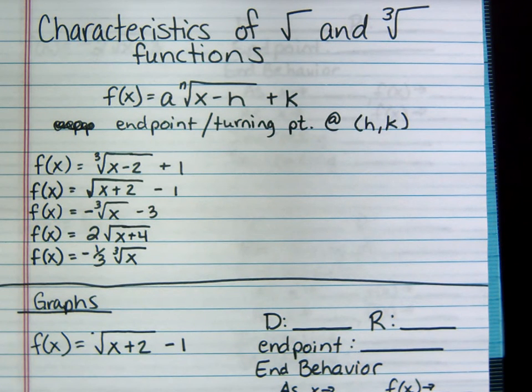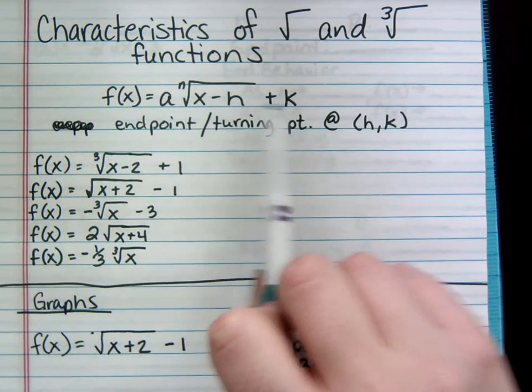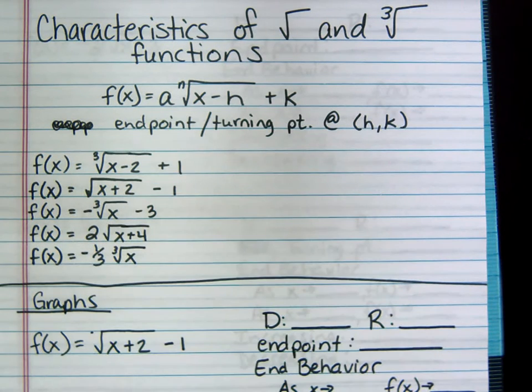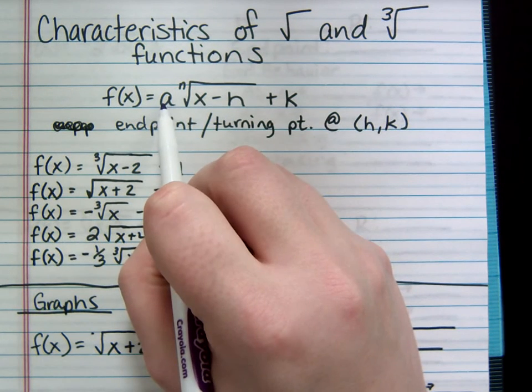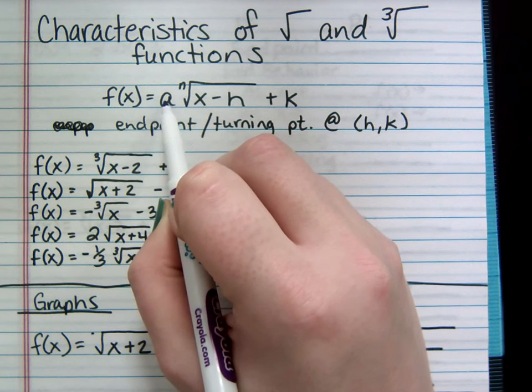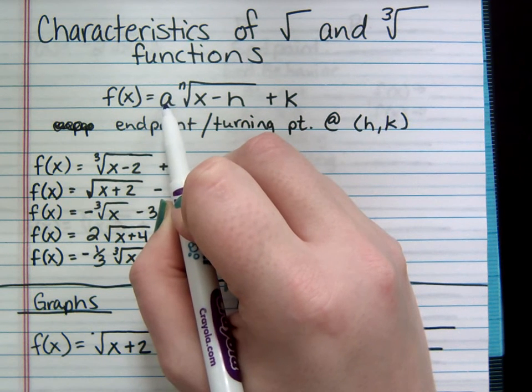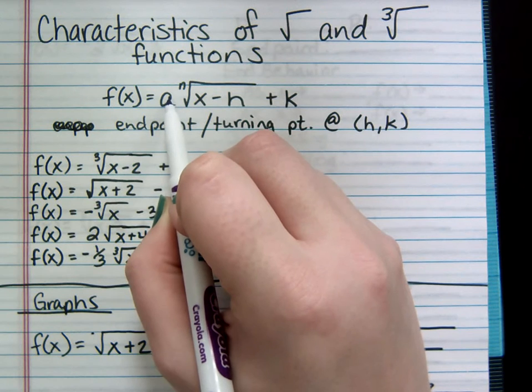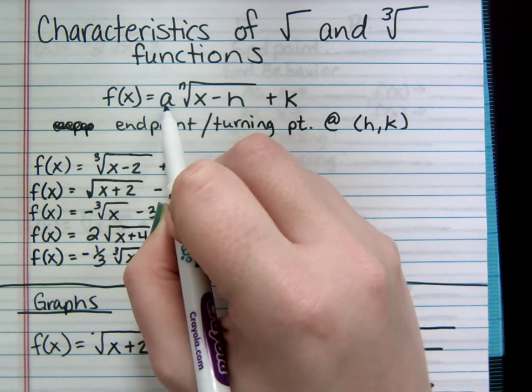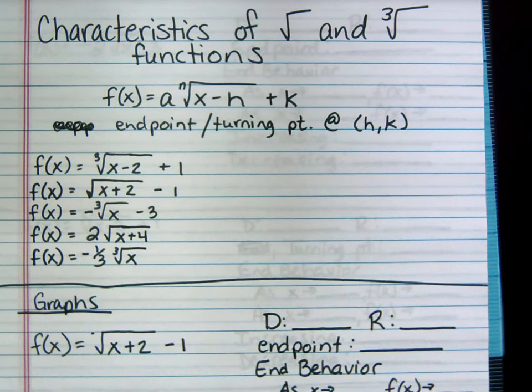Alright, in this video we're going to be looking at characteristics of both cube root and square root functions. Now, first of all, the standard form for these types of functions is given here. A basically will tell you if the parent function has been stretched, a vertical stretch or a vertical shrink, depending on whether it's a fraction or a whole number. If A is bigger than 1, it's got a vertical stretch. If it's between 0 and 1, like 1/2, 1/3, something like that, it's a vertical shrink. If this value is negative, it means it's also a reflection over the x-axis.